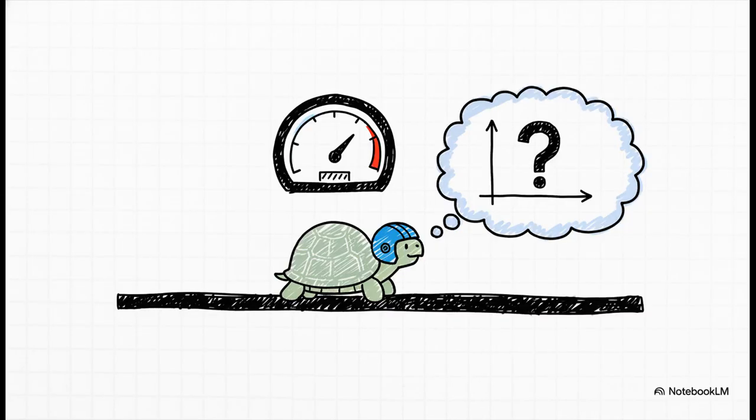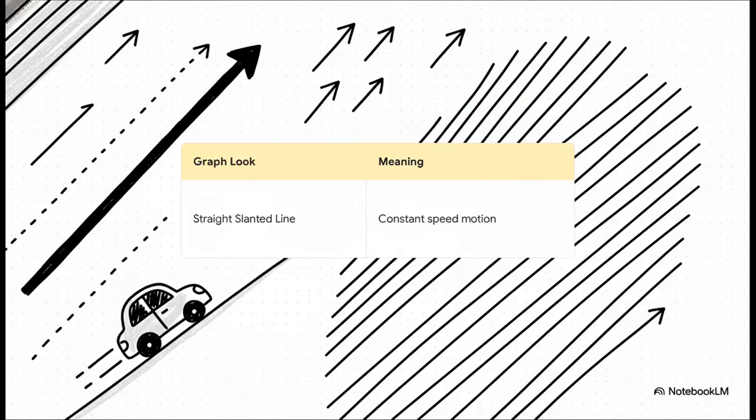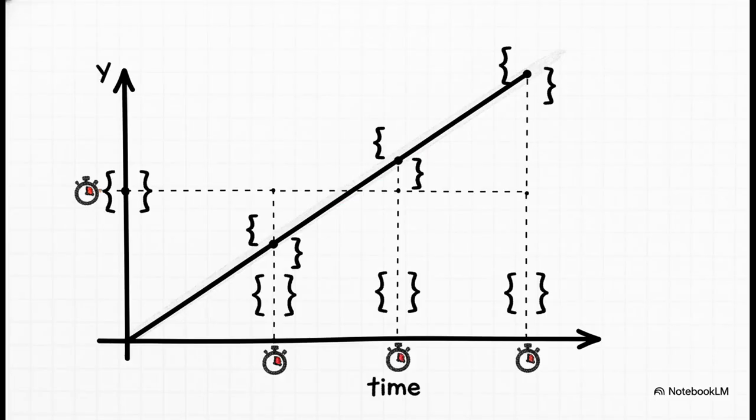Okay, on to the next piece of our code. What if the object is moving? But let's say it's moving super steady, at a constant speed, like a car on cruise control. This is what that looks like, a straight, slanted line. It's not flat anymore, and it's not curved. It's a perfect diagonal. This is the visual signature of something moving at a nice, steady pace. What this really means is that for every second that goes by, the object travels the exact same amount of distance. That's the uniform change part. The motion is predictable and steady, and that's why the line is perfectly straight.